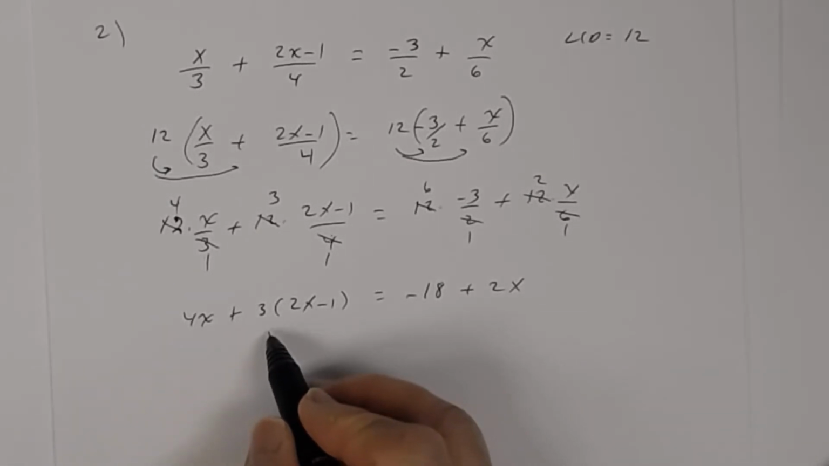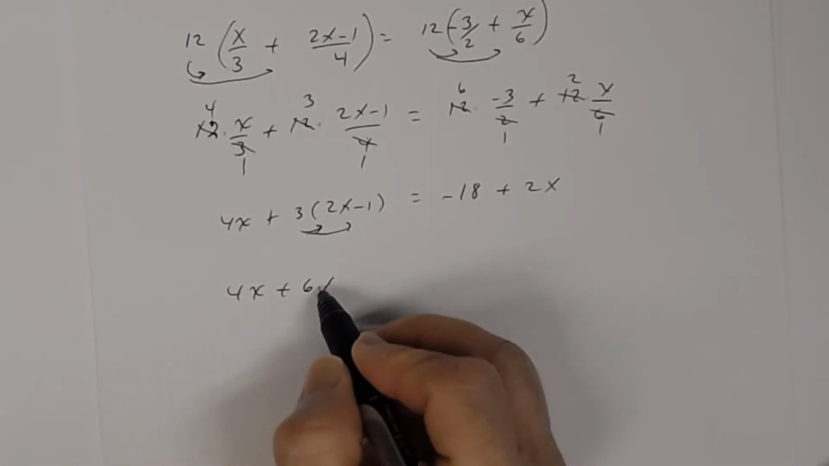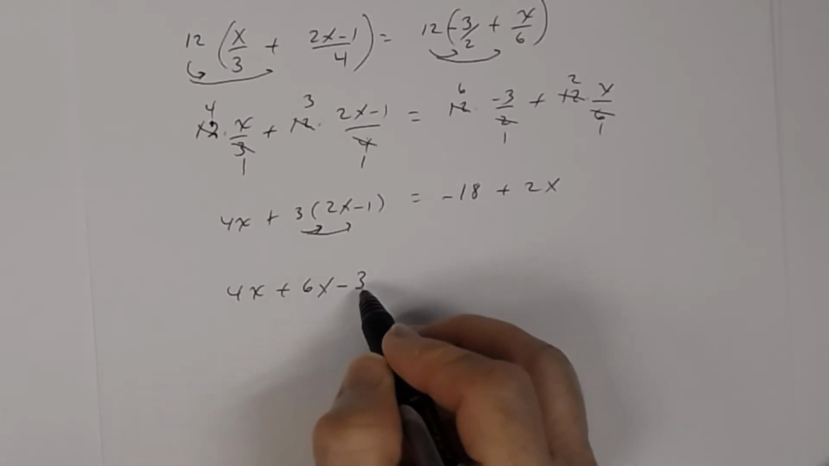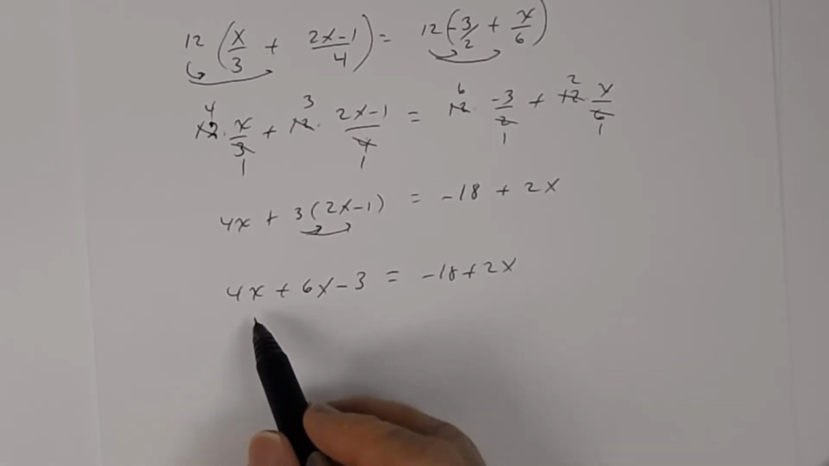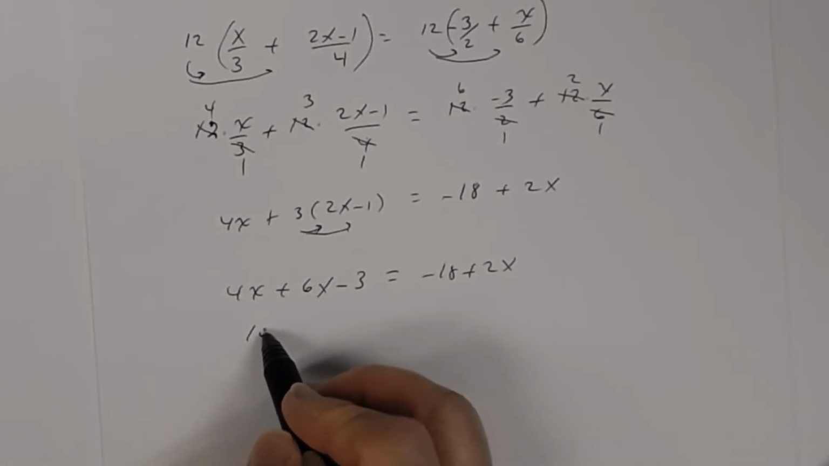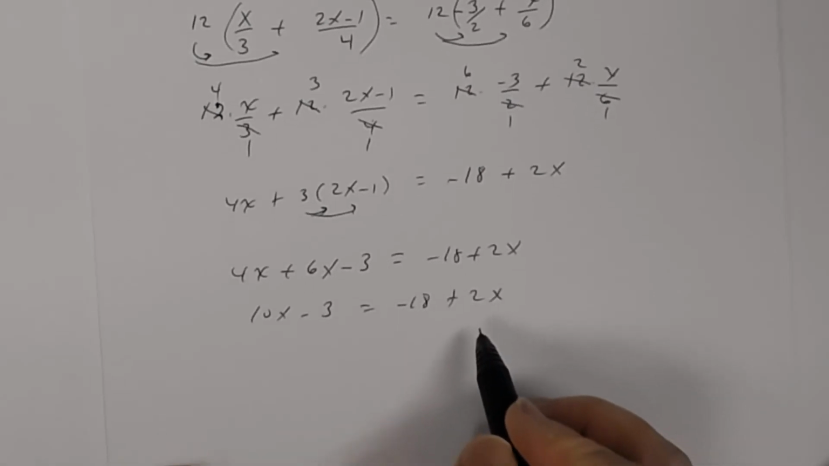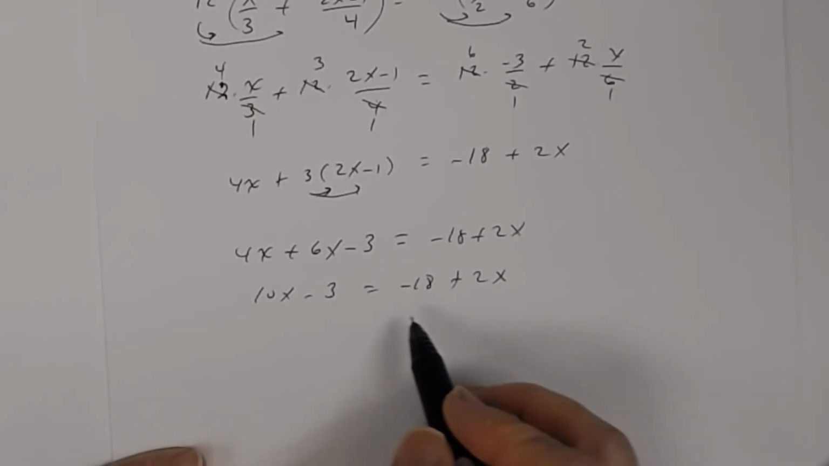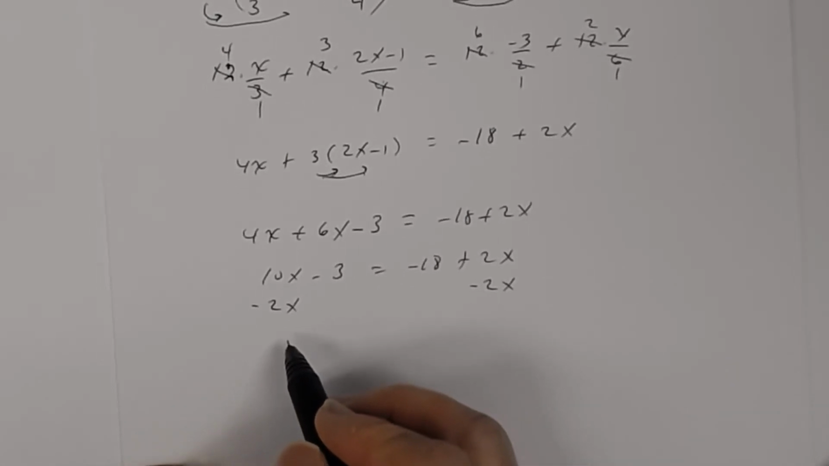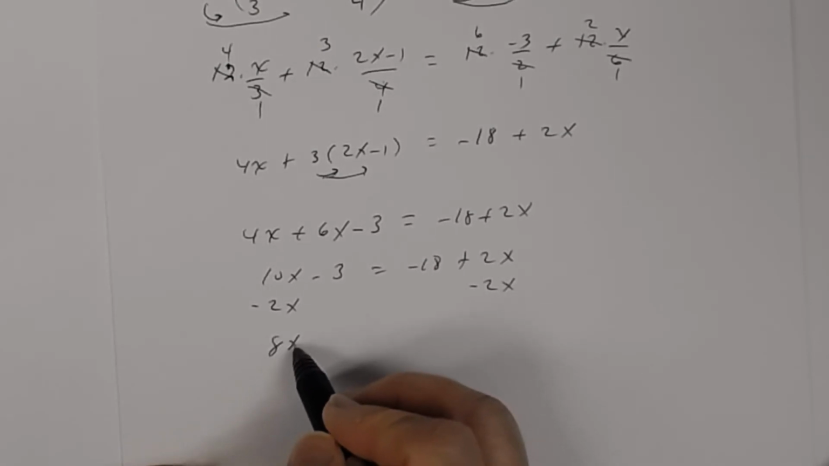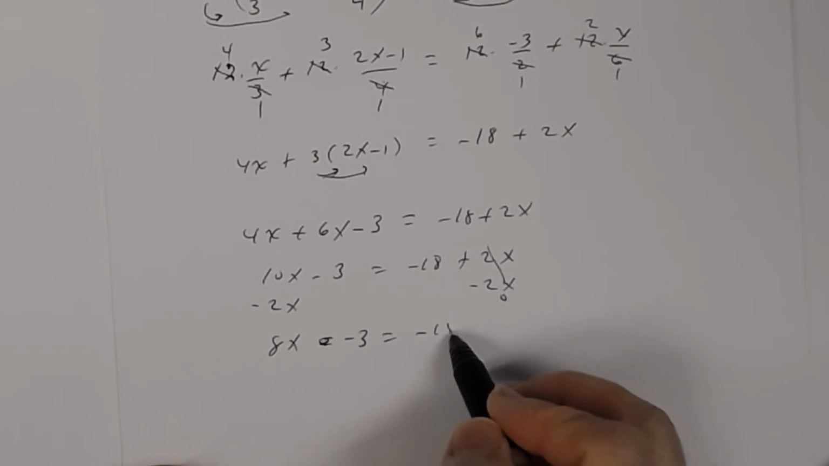Nowstay out of parentheses, so let's go ahead and distribute here again. So I get 4x plus 6x minus, and then 3 times negative 1 is a negative 3, equal, and then negative 18 plus 2x. Combining like terms, 4x plus 6x is 10x minus 3, equal, a negative 18 plus 2x. All right, so let's bring all the variables to one side, constants to the other. So I'm going to go ahead and subtract 2x from both sides. So 10x minus 2x is 8x, minus 3, equal, and then that's 0, a negative 18.